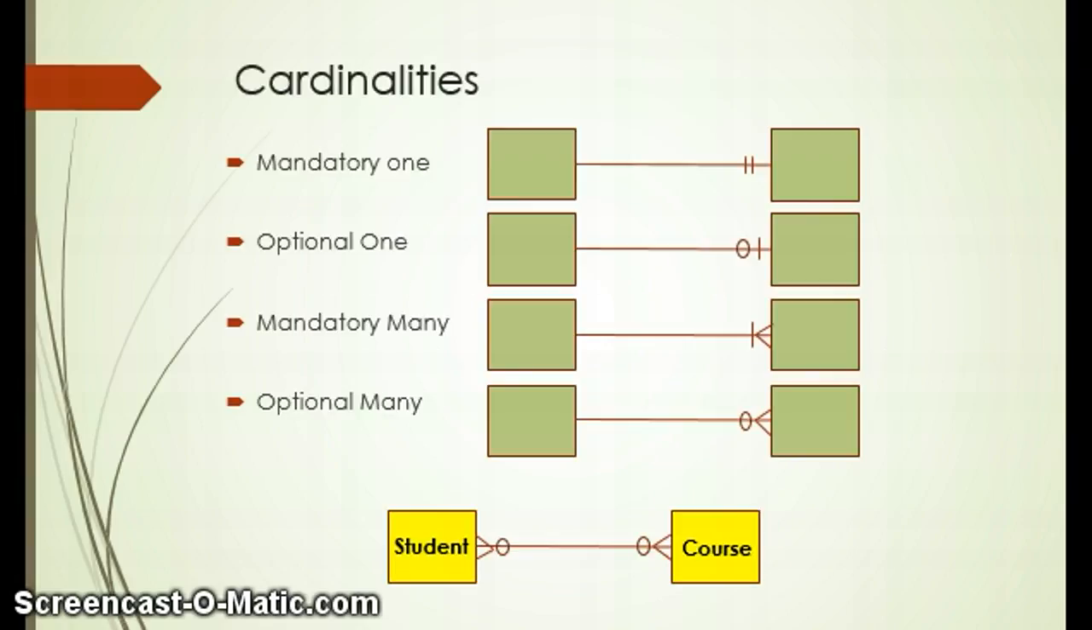Different types of cardinalities. Mandatory one is to have a minimum of one and a maximum of only one. Optional one is to have a minimum of 0 or maximum 1. Mandatory many is to have a minimum of 1 and maximum many. Optional many is to have optional minimum with maximum many. This is an example of an optional many student to an optional many course.